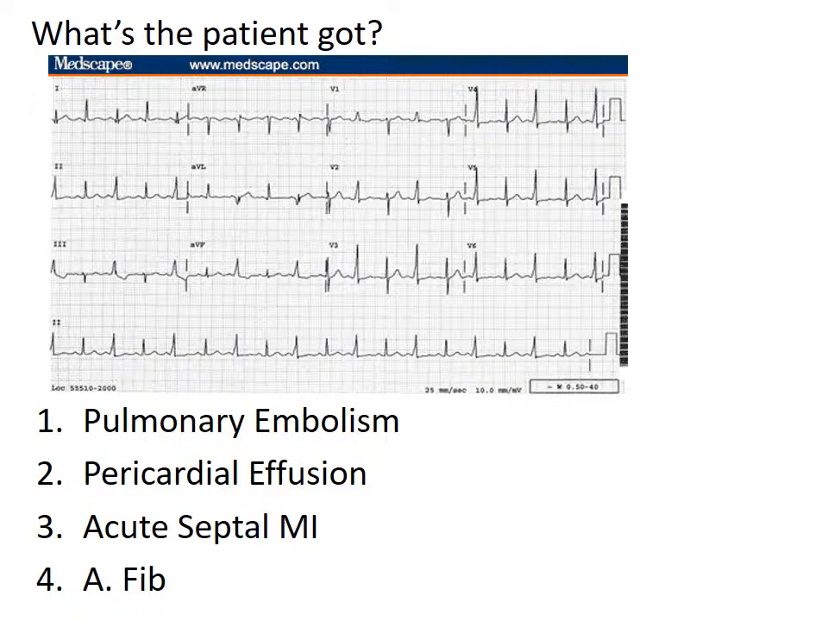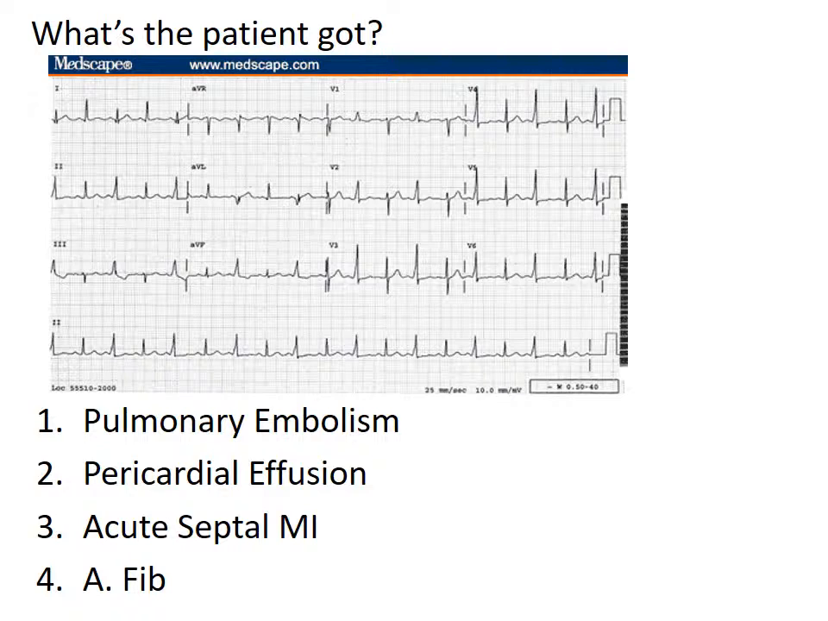All right, on this one, what does the patient have? Look at the rhythm strip at the bottom, lead 2. What do you see? Is it regular or irregular? Distance-wise from R to R, it's pretty regular, right? You can pretty well predict it. They're pretty well equally spaced apart.